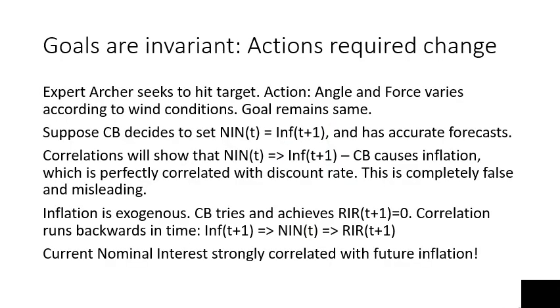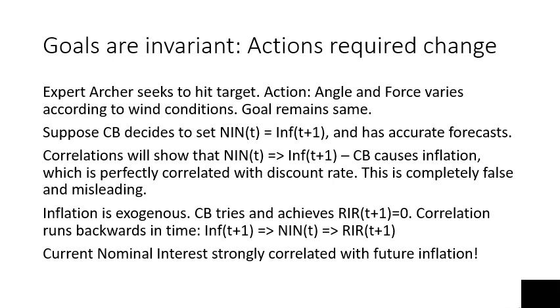So to summarize, the goals of the central bank remain invariant. They are always trying to achieve that the real interest rate should be 0, but the actions change according to many different possible things. It's like the expert archer who's trying to hit a target. So he adjusts for the wind conditions. He adjusts the direction in which he shoots, the velocity with which he shoots. But all of this change is the change in the action, but there is no change in the goal.